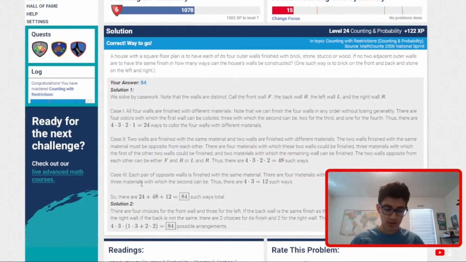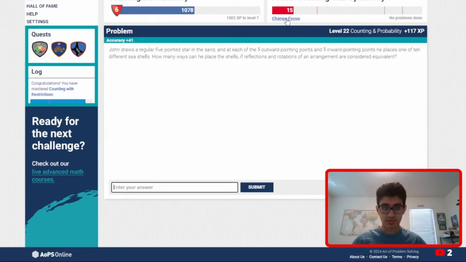Okay, great. Done with counting with restrictions. Now counting with symmetry.